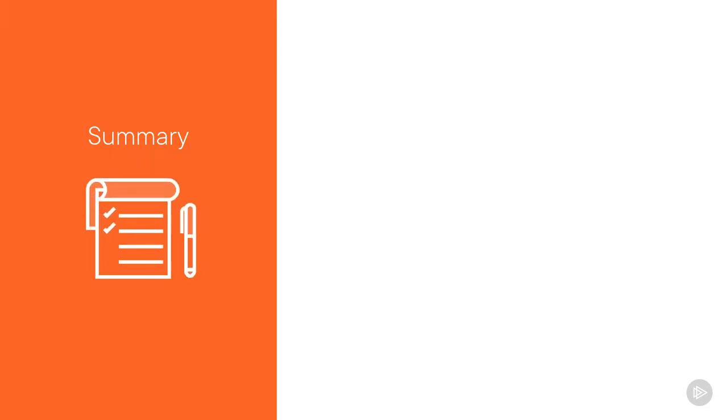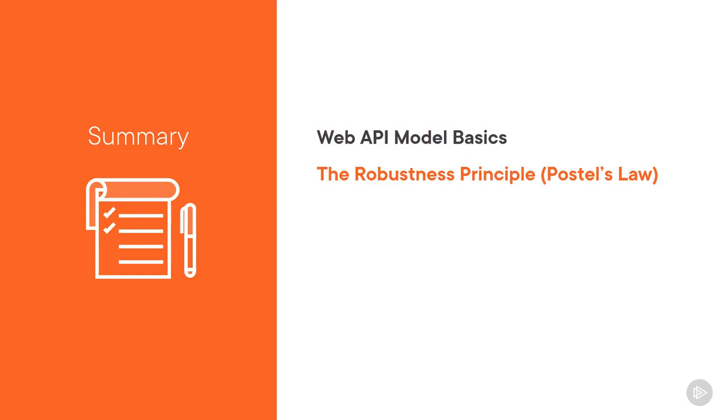That's it. Let's review what we covered in this module. First, we looked at some basics of Web API models. Remember, they should be data transfer objects and should only include the data needed for the operation in question. Next, we reviewed Postel's law, the robustness principle, and we also took a look at another related law, Hyrum's law. Keep your APIs usable for the long haul by following these principles.